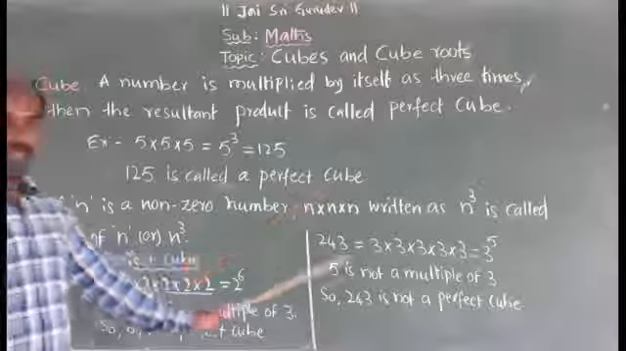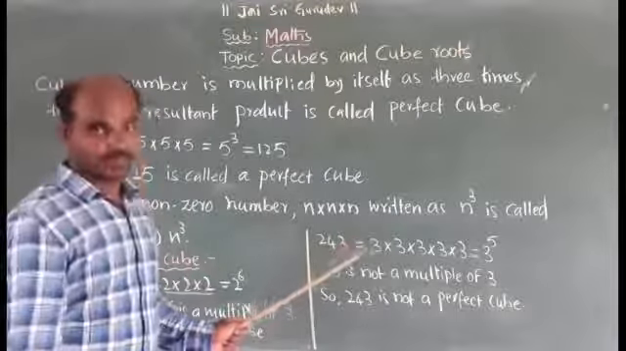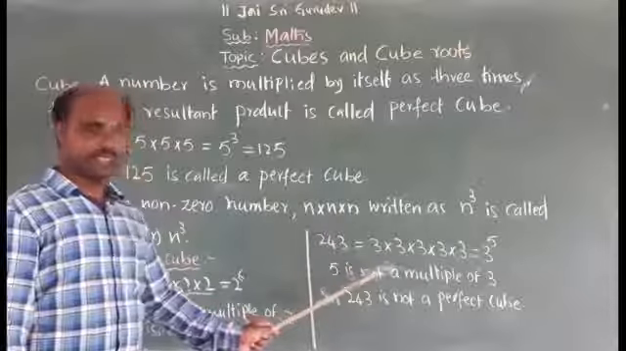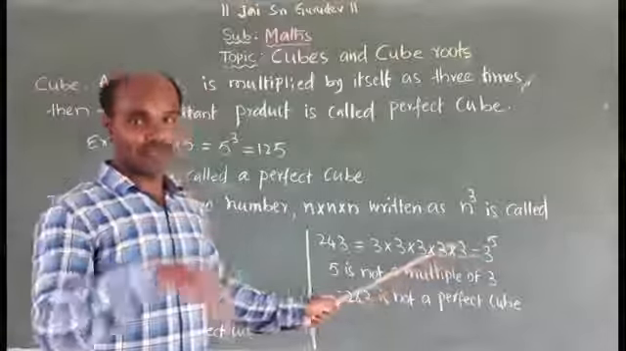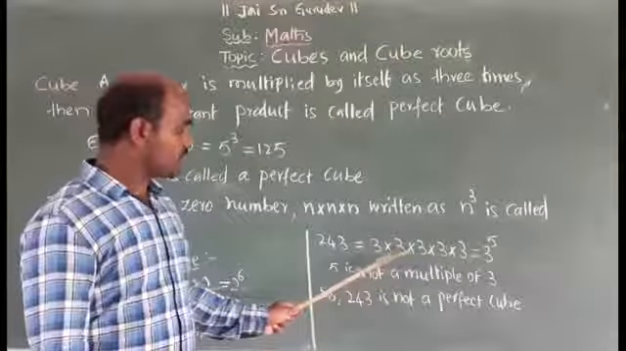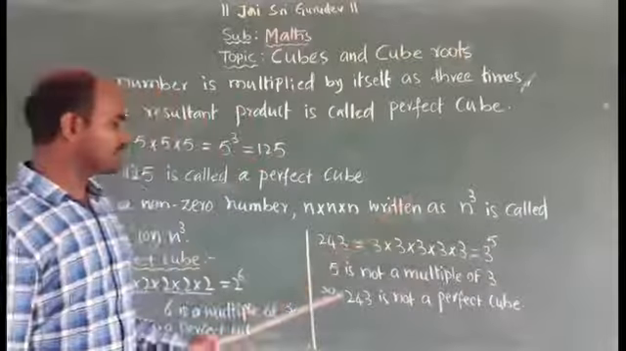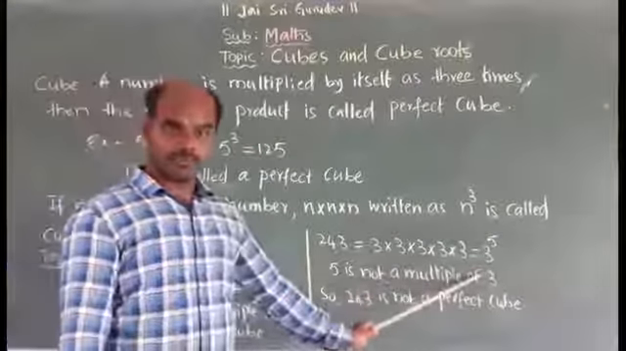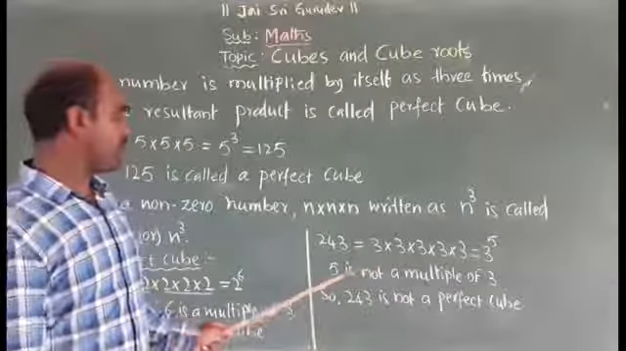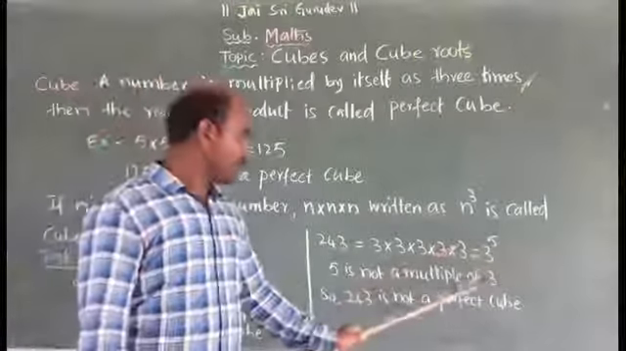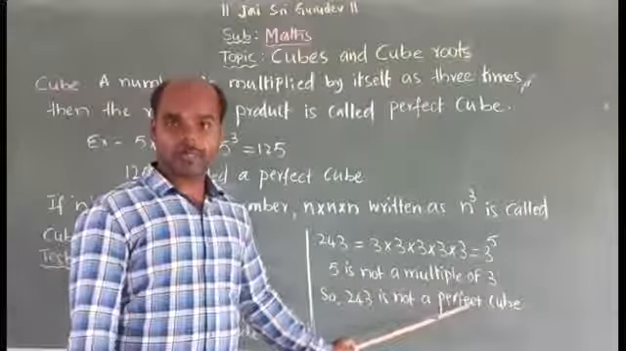One more example we are taking is 243. By prime factorization of 243 we get 3 how many times? 5 times. So it becomes 3 power 5. Is 5 a multiple of 3? No. So 5 is not a multiple of 3, and 243 is not a perfect cube.